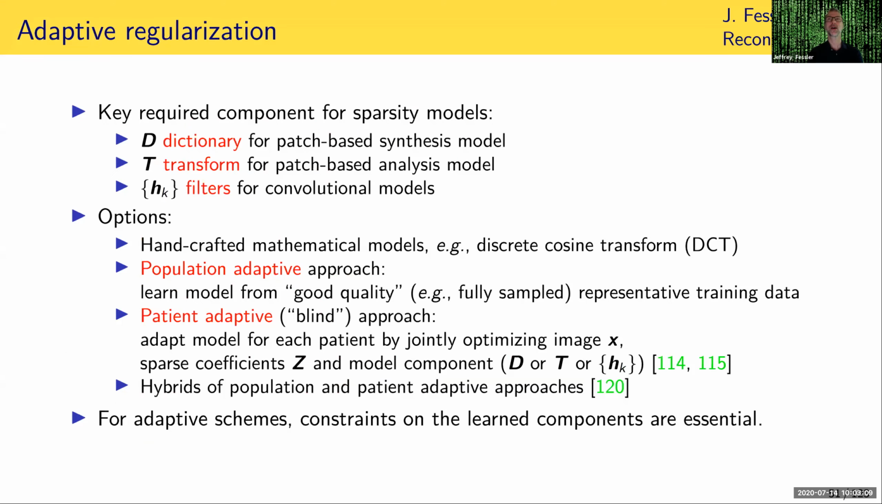All right, so everything I've discussed so far, the filters, the transforms, the bases, whatever, were all chosen by mathematical ideas like DCT or finite differences or whatever. And of course, these days we have lots of data available. It makes sense to try to learn those components from training data of some sort, right? So instead of handcrafting these terms, let's try to learn them from data.